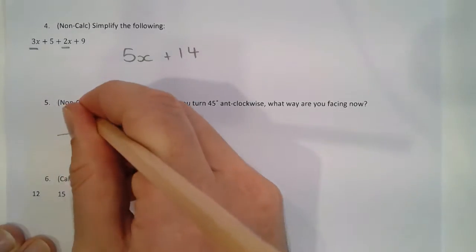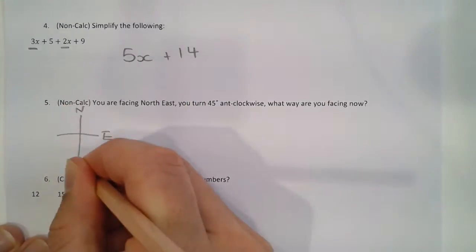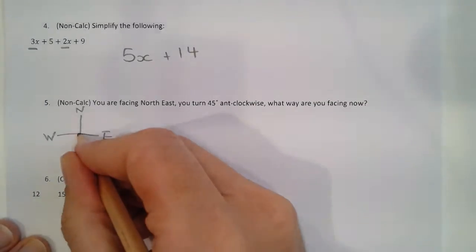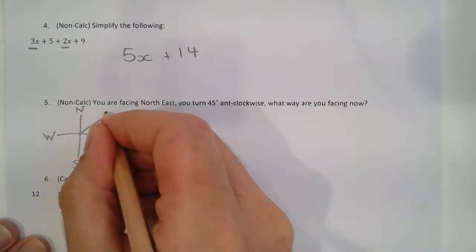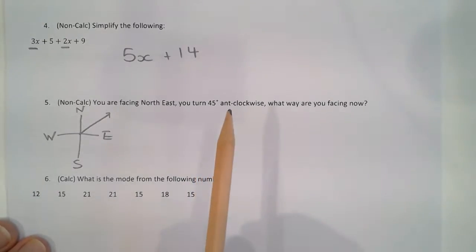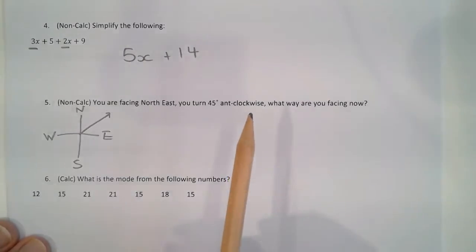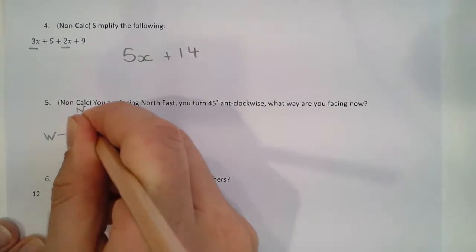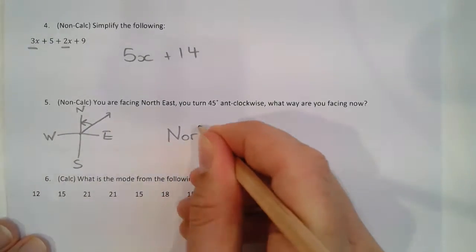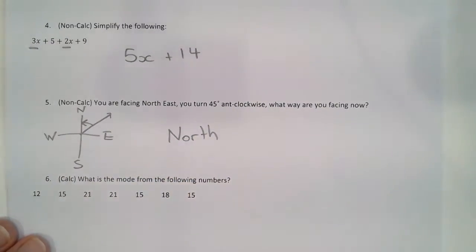Right, you are facing northeast, so let me draw a compass. The naughty elephant splashed water. So you're facing northeast. That way. I'll draw a little arrow. You turn 45 degrees clockwise. What way are you facing now? So that way. So I'm facing north. And write the word north, not just a capital N. That's how you spell north.